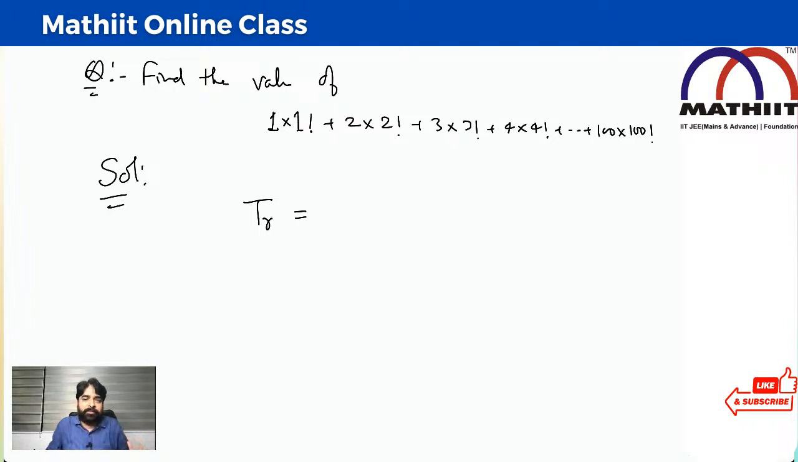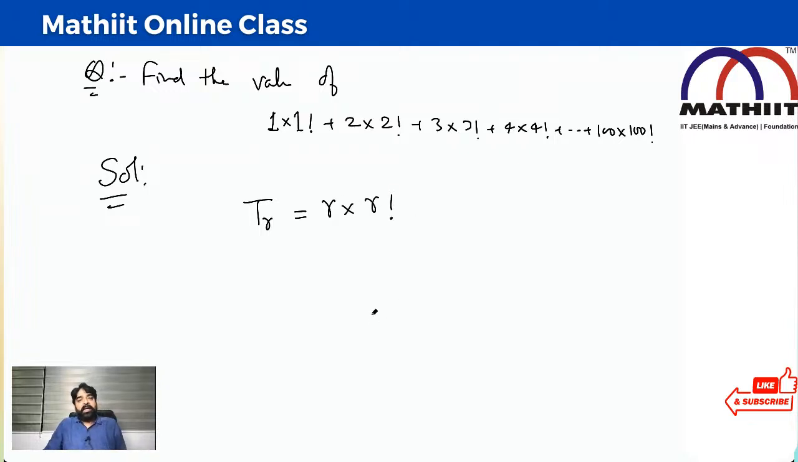What will be the rth term? Speak out. Like T1 is 1 into 1 factorial, T2 is 2 into 2 factorial, T3 is 3 into 3 factorial. So Tr will be what? People, respond properly. Hey, fast, quickly. Yes, that will be r into r factorial.